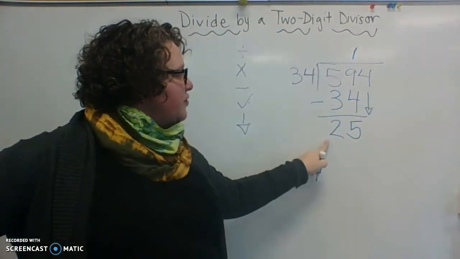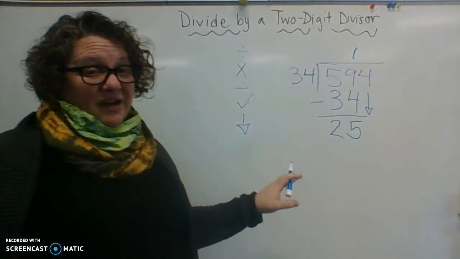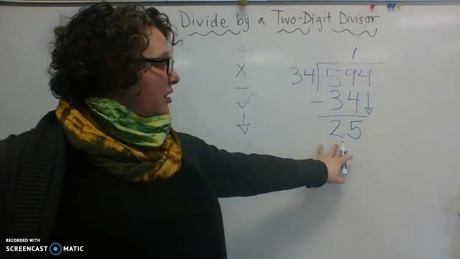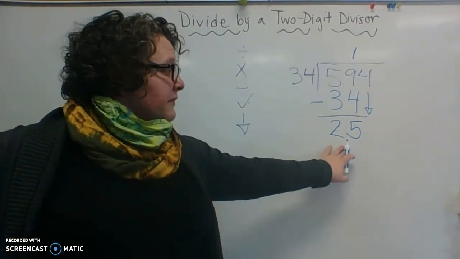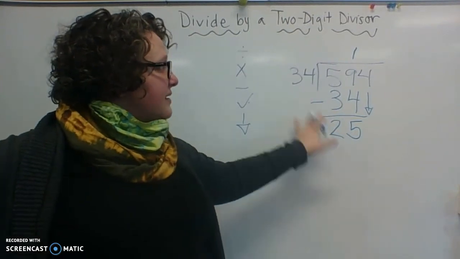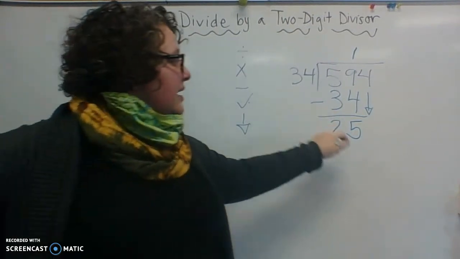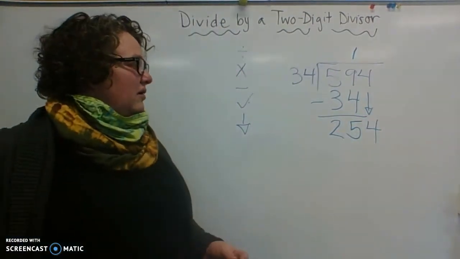Oh, and check. 25 is less than 34. When you're doing this long multiplication, you definitely want to check that, because this is where kids mess up a lot. They might multiply or divide wrong, and then this might be greater. So always make sure that when you subtract, it's less than this. So now I have 254 and I have 34, okay?